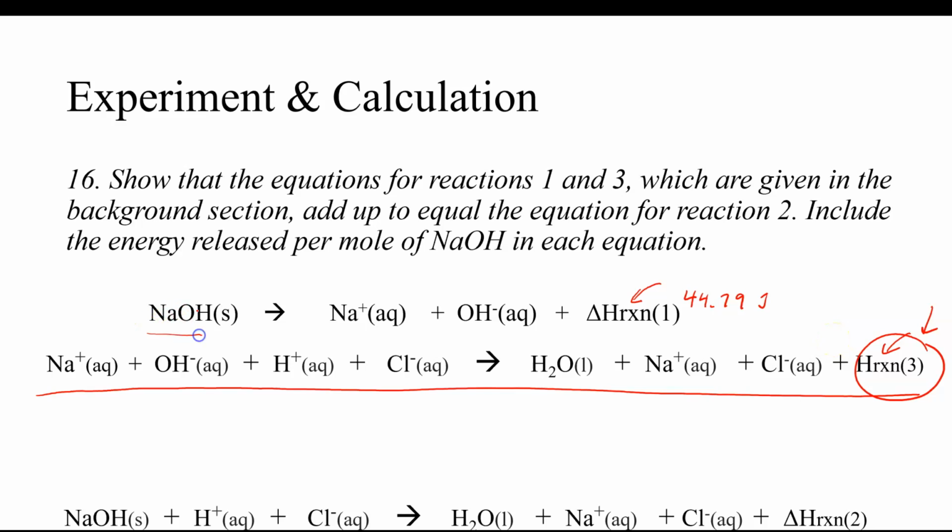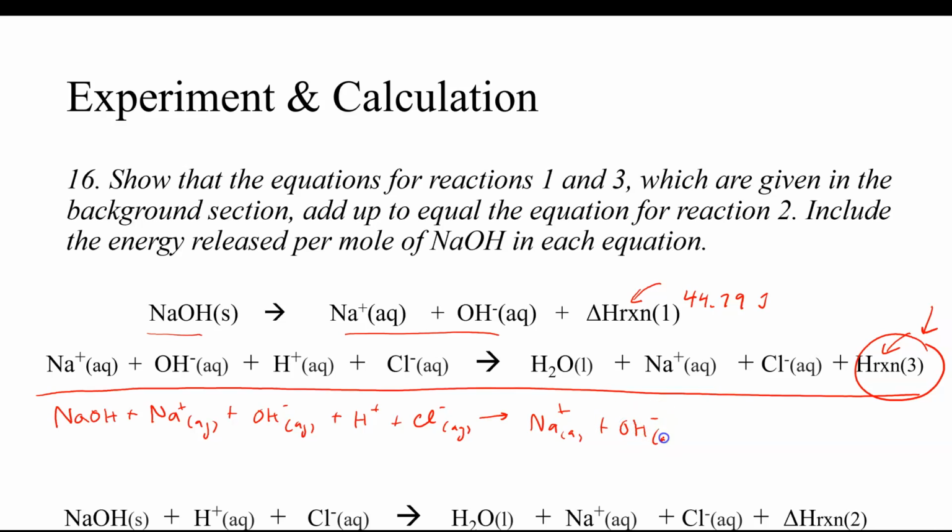Then you add. So you have NaOH plus Na plus OH minus, plus H plus Cl minus, yield the same thing. So you put Na plus OH minus plus H2O plus Na plus Cl minus. And you add these two numbers together, you get one number.